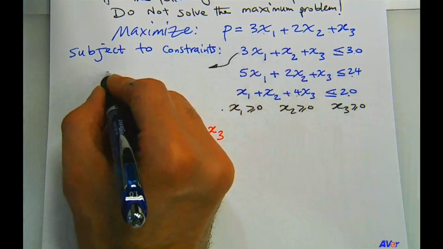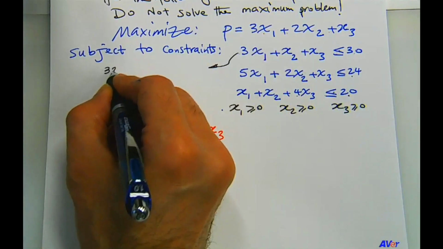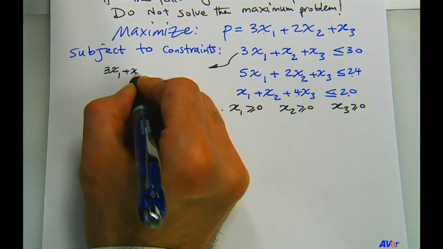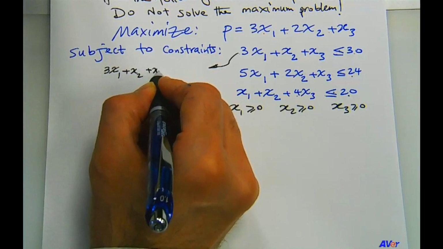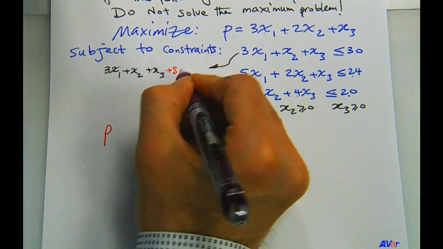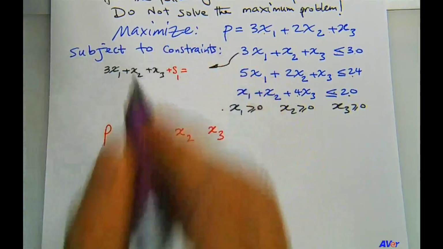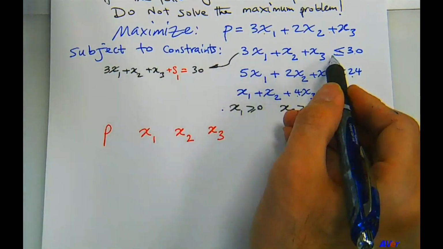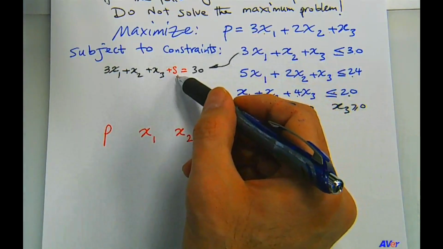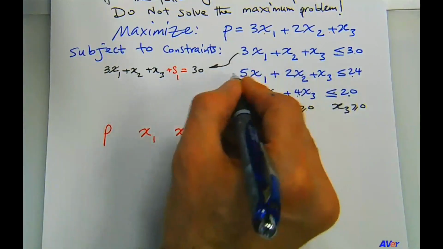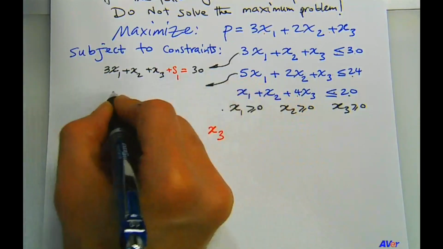So now for the first constraint inequality, we have 3x1 plus x2 plus x3 plus s1 equals 30. Compare that with that. We introduced the slack variable s1 and converted this inequality to an equality. Let's do the same thing here.